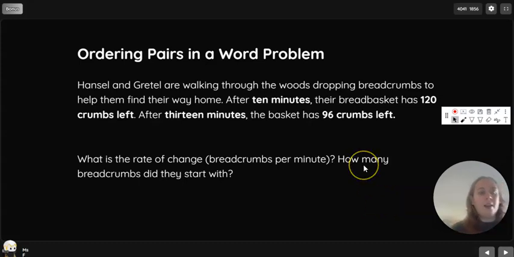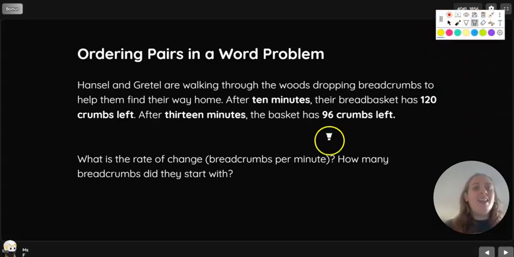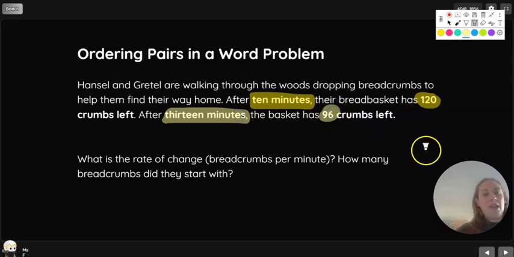All right, so looking at a word problem example, this says Hansel and Gretel are walking through their woods, dropping those breadcrumbs to help find their way home. After 10 minutes, their basket has 120 crumbs left. After 13 minutes, their basket has 96 crumbs left.